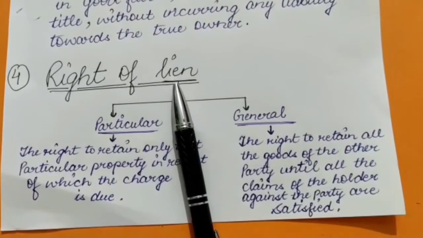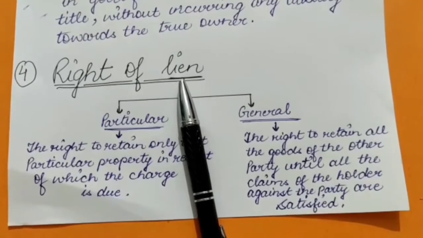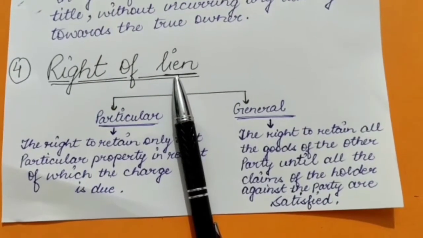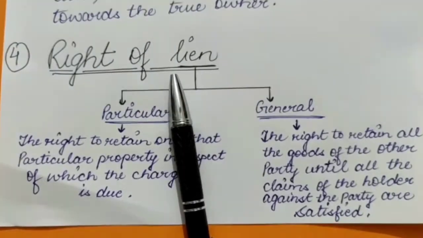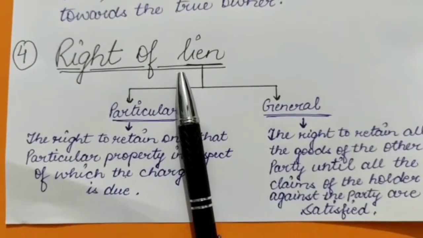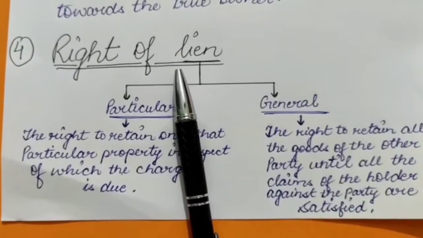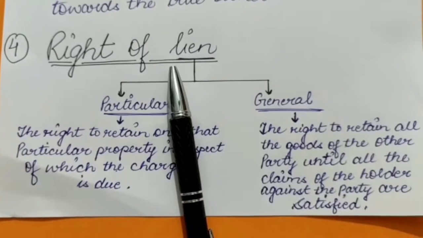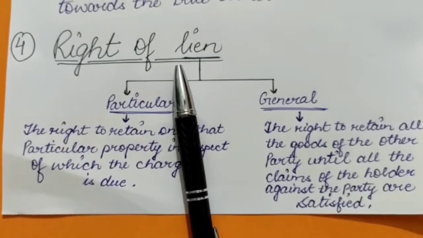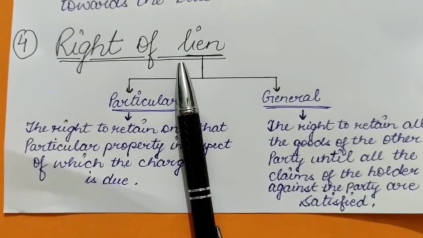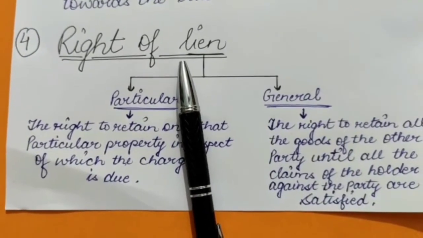Fourth is the right of lien. The dictionary meaning of lien is that it is a right to keep possession of property belonging to another person until a debt owed by that person is discharged. The elements of lien are: first, the bailee must have rendered some service. Second, such labor or skill must be used in accordance with the purpose of the bailment. Third, the labor or skill must improve the goods bailed. Fourth, lien applies to goods bailed.